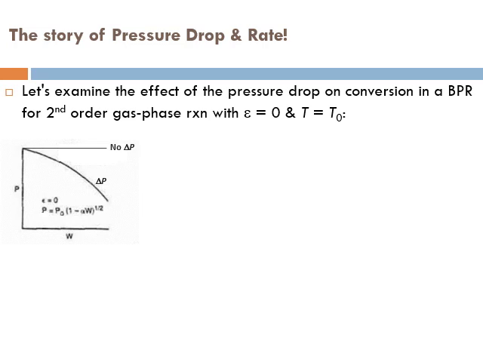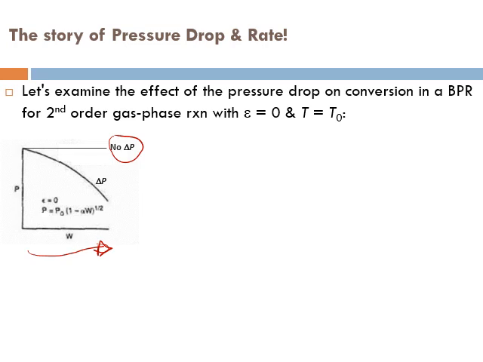So in a case where we don't have pressure drop, that obviously means that the pressure remains constant. So P does not change down the length of the reactor. As we go down the length of the reactor, W increases, right? And P actually stays the same. Okay, so we say no pressure drop, that means P remains constant.